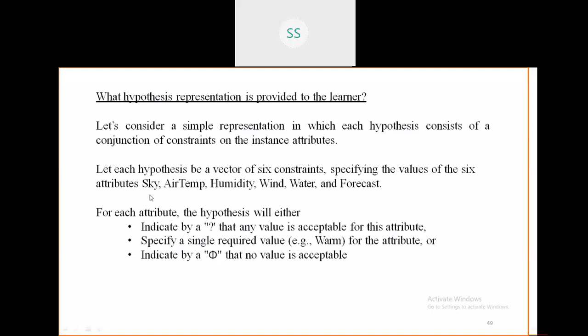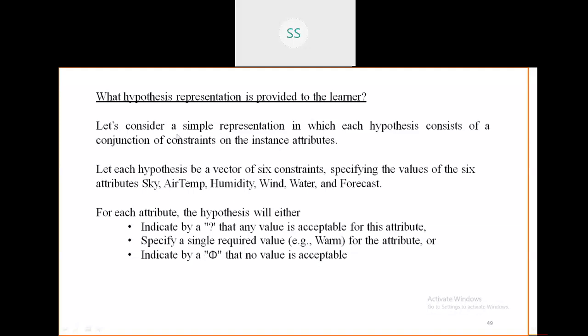These are the six specifying values that are going to be included in the hypothesis. And there are attributes, right? So how will the attributes be given with respect to these six values?